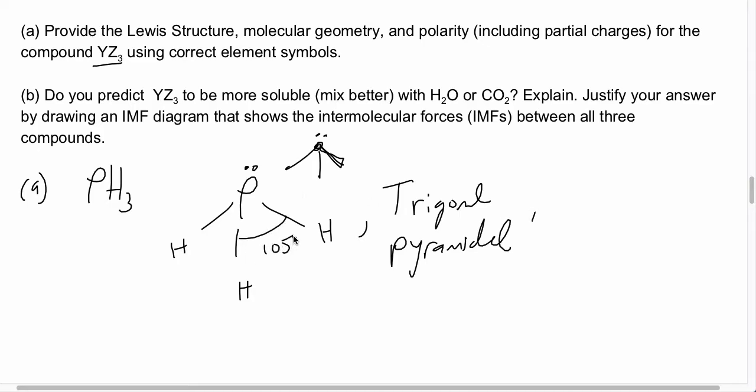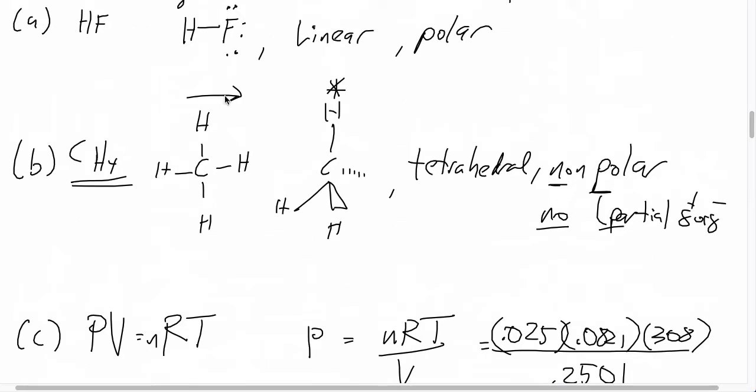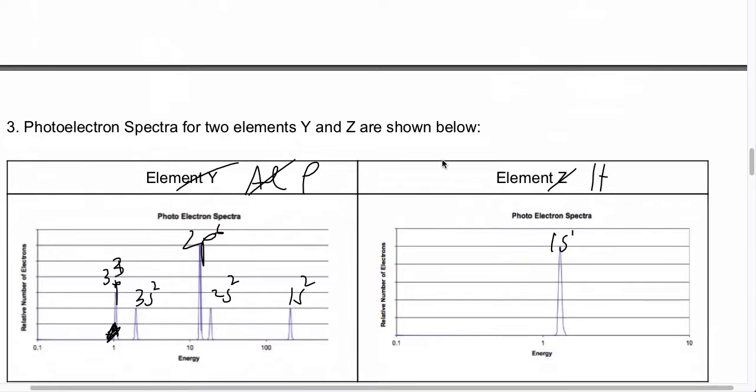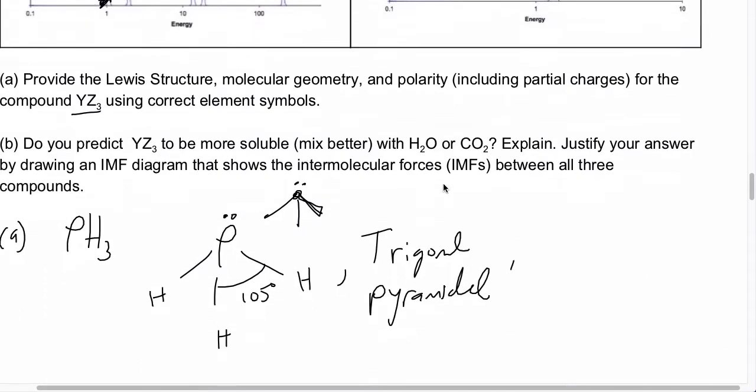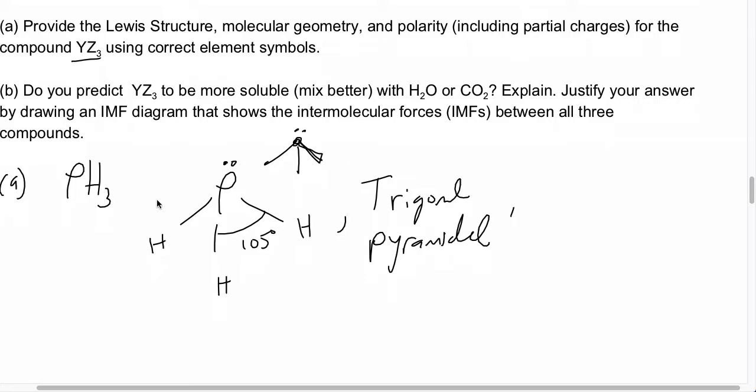This is a 105-degree bond angle, by the way, and this up here is a 180-degree bond angle, and this right here is a 109.5-degree bond angle. Got to know your bond angles. Okay. Now, partial charges. Well, P pulls harder on those electrons, and they don't cancel out. So there it is. And this is polar.